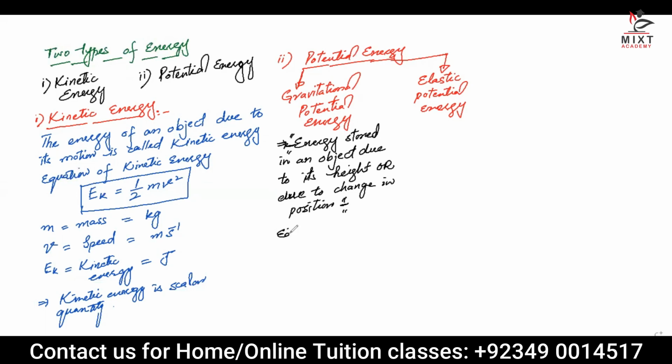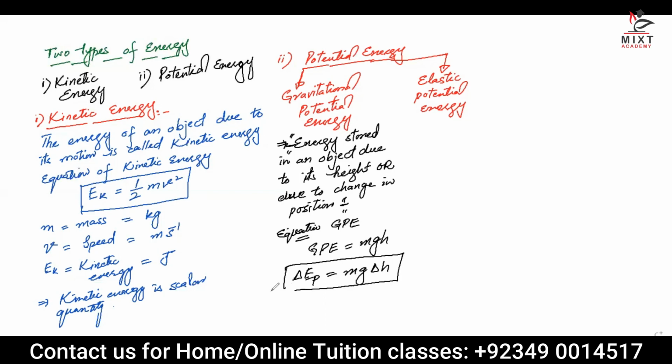Yes, sir. Okay. The equation for gravitational potential energy. What will be the equation? MGH. That's good. So gravitational potential energy is equal to MGH, or we can symbolically write it as EP equals MG del H. It's fine. So this is the second equation. The unit of gravitational potential energy is also joule.